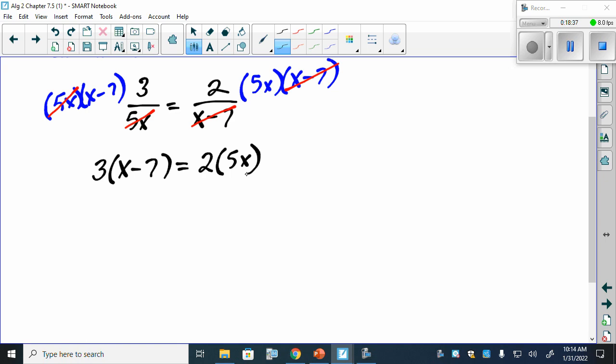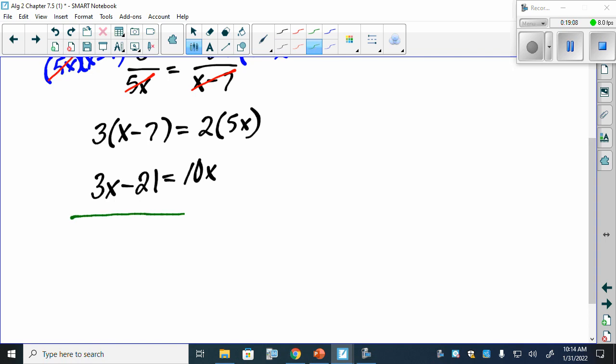5x. Now, if you do feel comfortable at this point here to actually do that multiplication out instead of rewriting it like we did here, to go on and say 3 times x is 3x. 3 times negative 7 would be minus 21 is equal to 2 times 5x, which is 10x. To be able to go on and say this here, that's fine, as long as you're able to keep track of all of the terms. What do we need to do next?